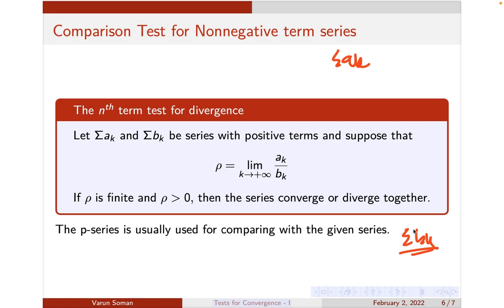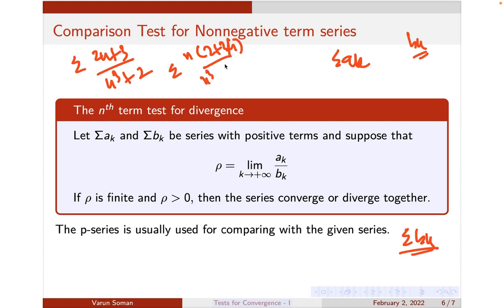How to decide upon a series bk for comparison? It's very simple. Suppose your series is 2n plus 3 by n cube plus 2, and you are to check its convergence. How will you decide an appropriate bk? Just take out the maximum power of n from numerator and denominator. It will be n into 2 plus 3 by n in the numerator, and n cube into 1 plus 2 by n cube in the denominator.